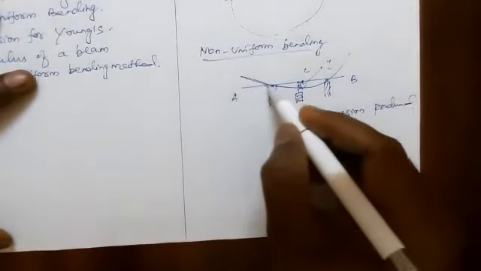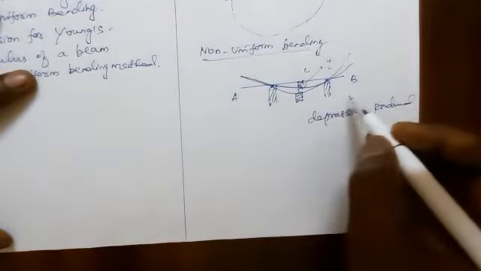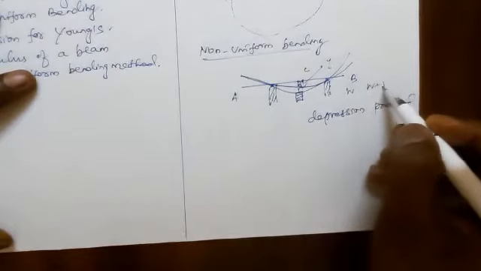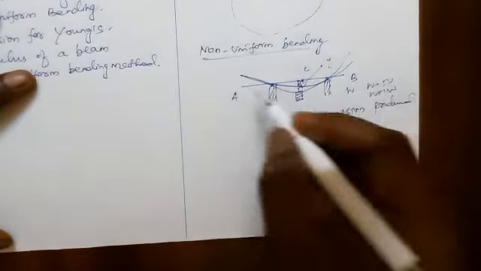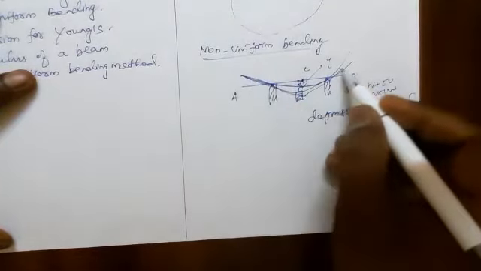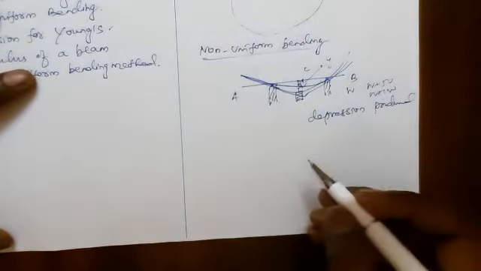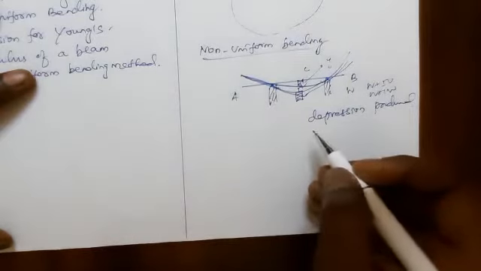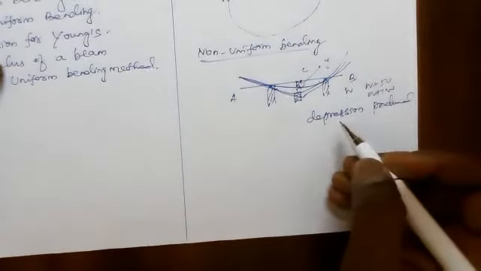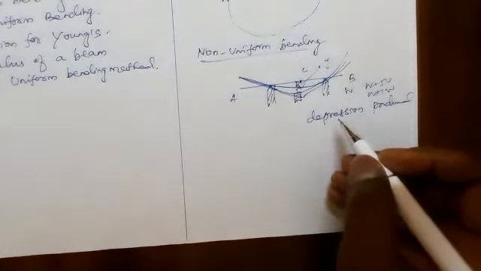Suppose we increase the load, W plus 50, W plus 100, the beam bends like this. This curve does not produce a circle. Therefore, this is called non-uniform bending.